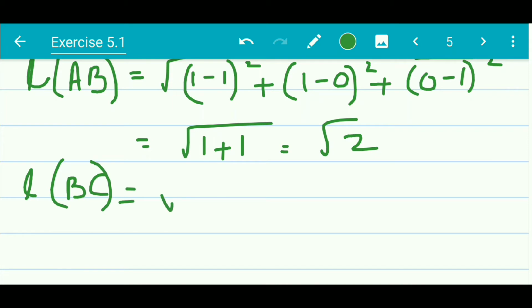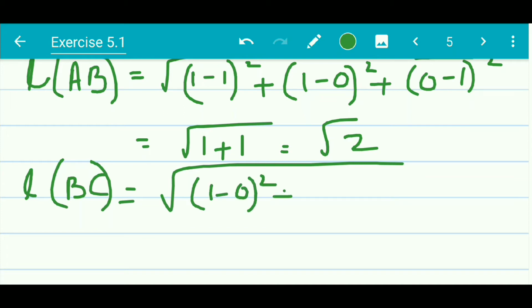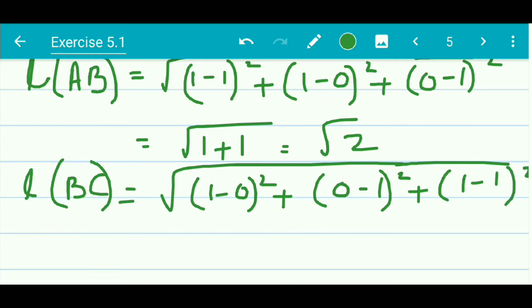So length BC turns out to be this way, that is root of 1 minus 0 the whole square plus 0 minus 1 the whole square plus 1 minus 1 the whole square. Which also comes out as 1 plus 1, root of 1 plus 1, which is root 2.